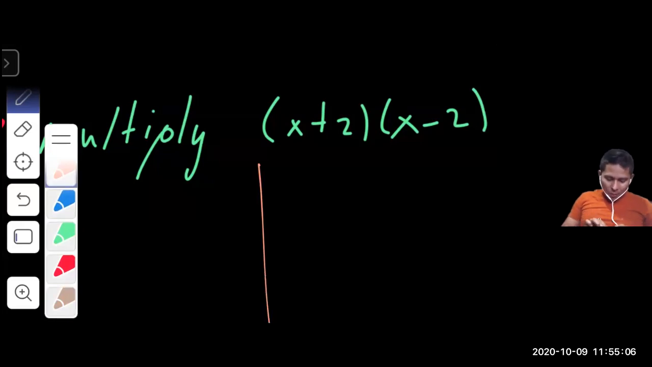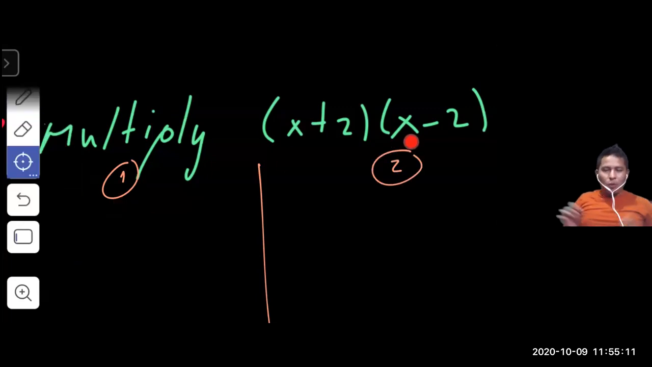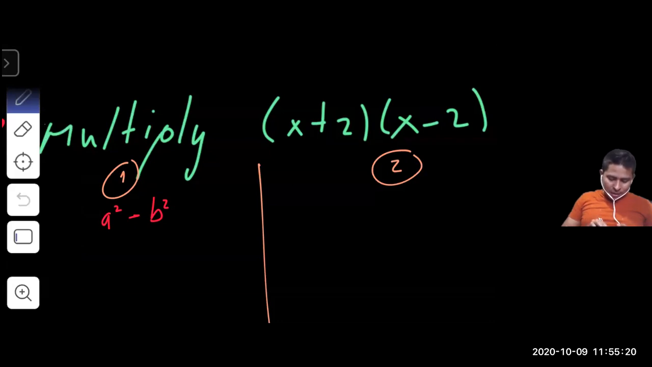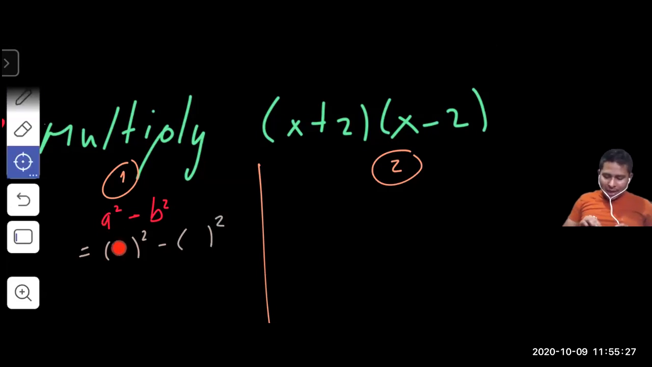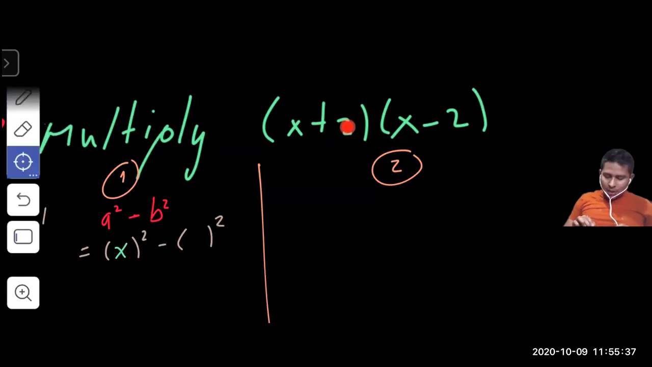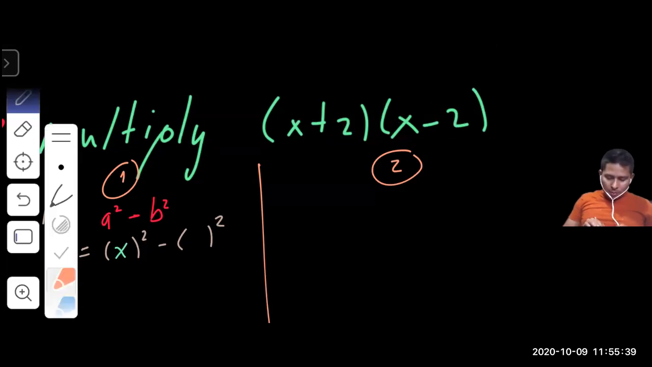Okay, thank you. We're going to use two methods. Let's suppose that you know the formula, as Efrain told me. The formula is a squared, the first one, minus the second one squared. That's the formula. Let's use it. What is the first term? What is a, guys? These are a and these are b. a is x, and what is b? b is 2.